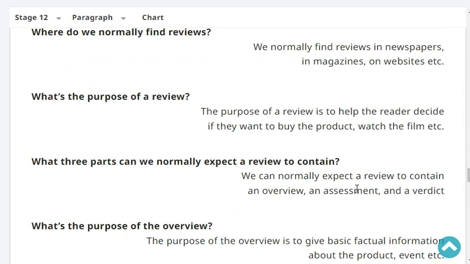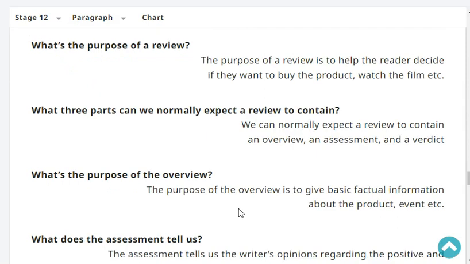What's the purpose of a review? The purpose of a review is to help the reader decide if they want to buy the product, watch a film, etc. Very good. What three parts can we normally expect a review to contain?